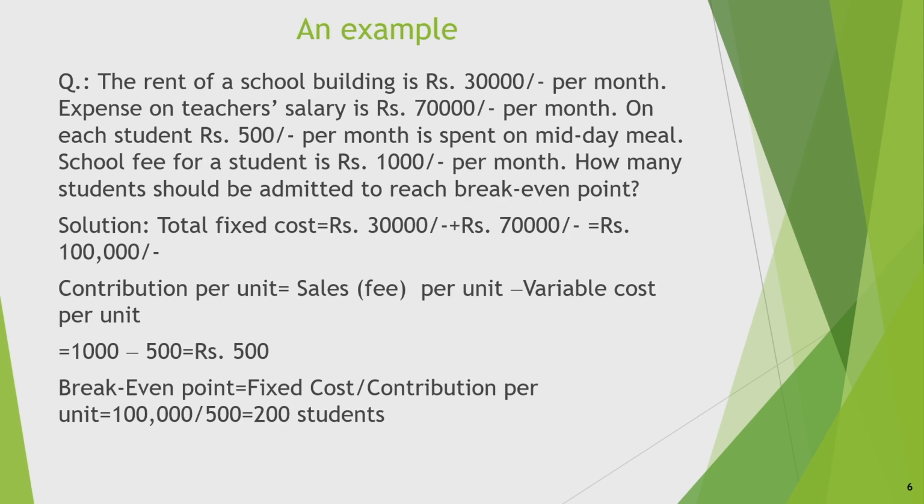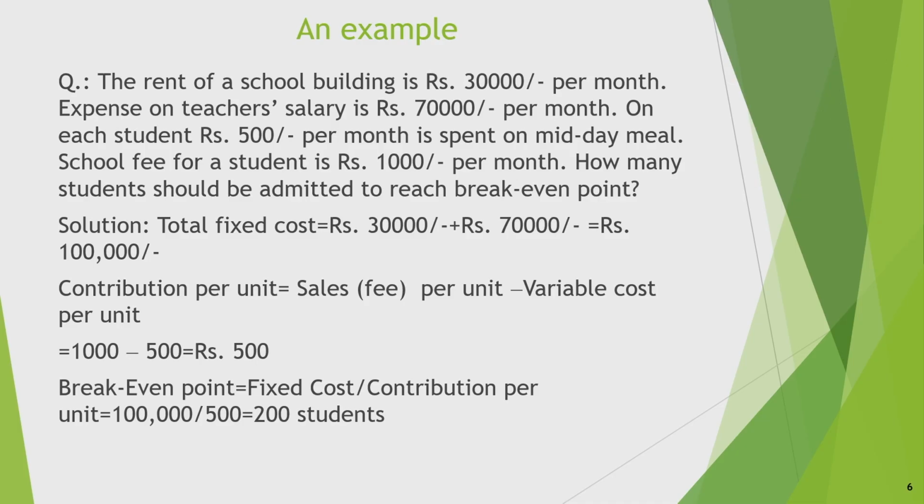So let us give an example. I can take an example from anything, it need not be a factory. Let us take the example of a private school. The rent of a school building is rupees 30,000 per month, which is a fixed cost, and expense on teacher salary is rupees 70,000 per month. This is also a fixed cost. On each student, rupees 500 per month is spent on midday meal, let us say, or giving some snacks. Suppose you then have 500 as variable cost. The more the students, the more you have to spend on midday meals.